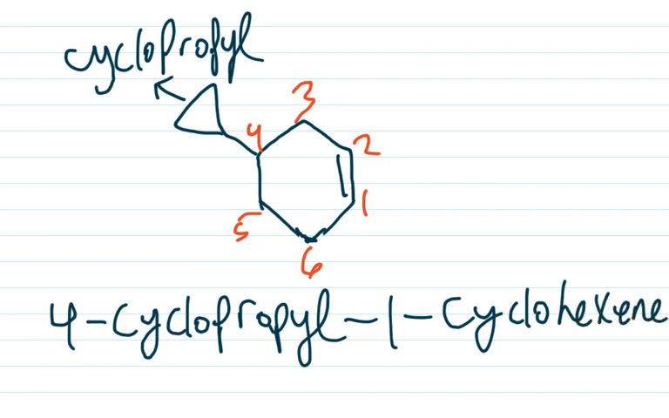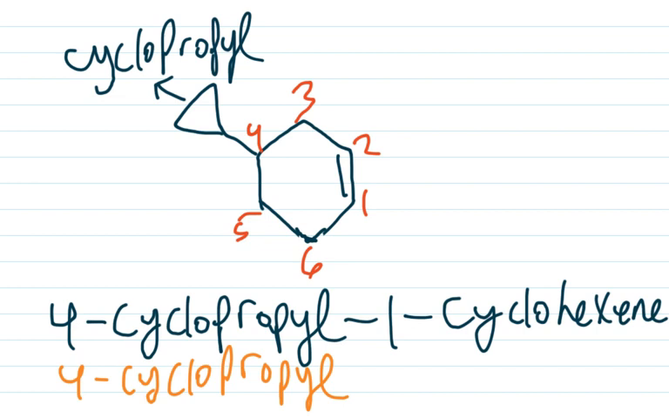Now, of course, you could have just said cyclohexene. So what I mean by that is let's write it underneath, okay? 4-cyclopropyl. But because there's only one double bond, you don't have to say 1-cyclohexene, like it's already known it's going to be on 1, because there's only one double bond to worry about. So you could just say 4-cyclopropyl and then cyclohexene.